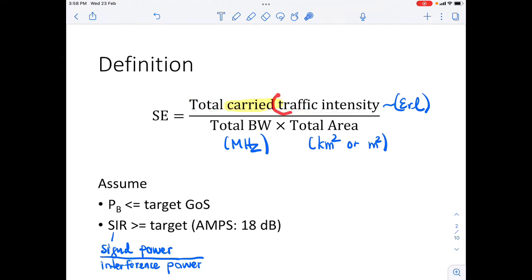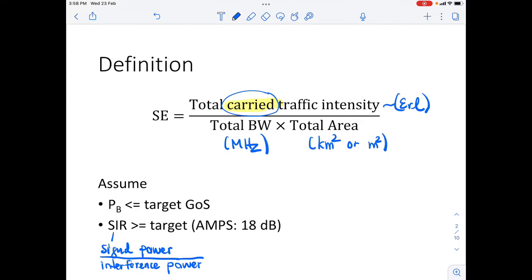Now, if you remember from past lectures, we can measure traffic intensity with the unit Erlang. But please note, this is carrier traffic, not offered traffic. Carrier traffic is the traffic that is being served by the network, but offered traffic is the traffic that is requested by the users. The two might not be the same because some of the traffic might be blocked due to limited resources.